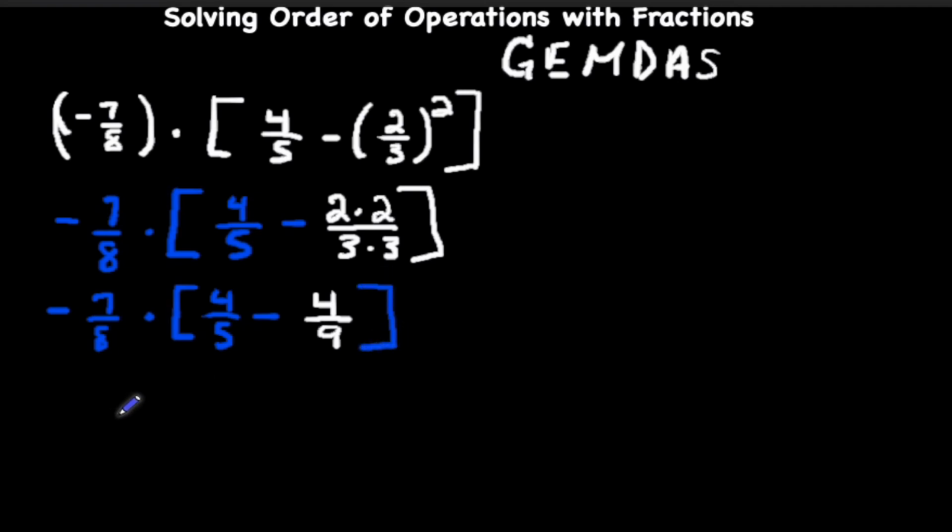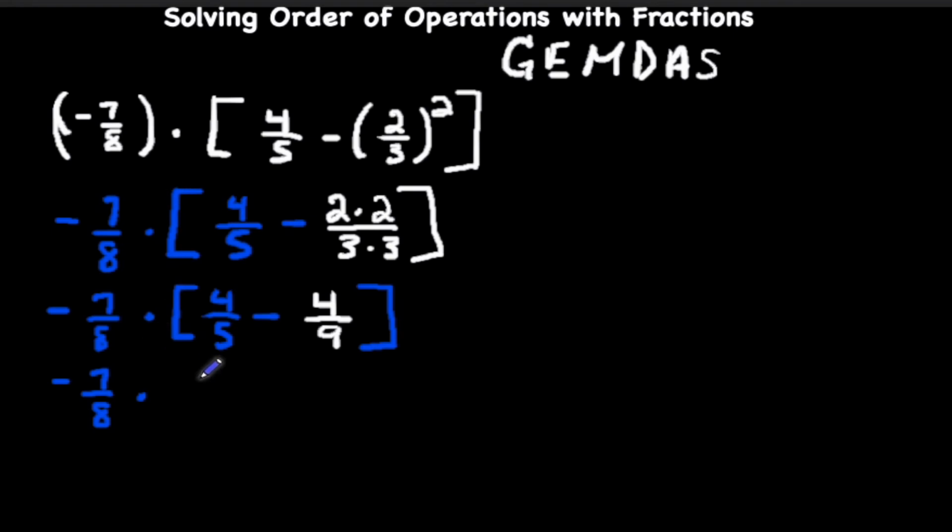Okay, so here we have subtraction within grouping symbols. So we're not going to multiply, right? Because remember, in our order of operations, we have to perform what's inside grouping symbols first. So let's just bring it down. So we have negative 7/8 times, and we have 4/5 minus 4/9. But notice, since we are subtracting fractions, we need to find the least common denominator. So that will be 45.